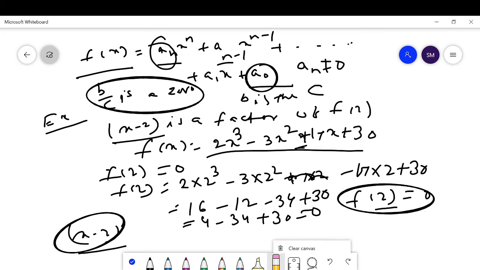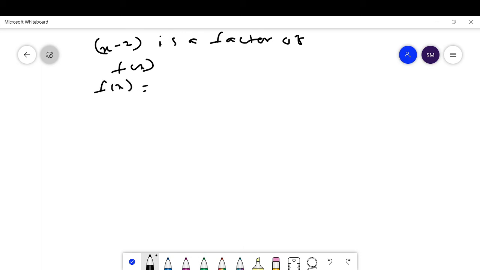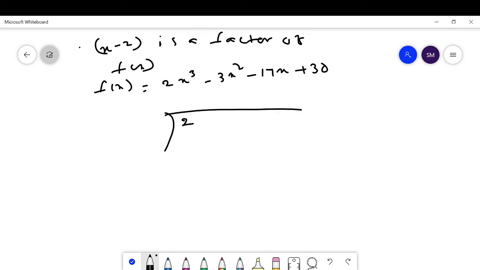Let us find out. x minus 2 is a factor of f(x). Here f(x) is equal to 2x cube minus 3x square minus 17x plus 30. Then we have to factorize f(x). At first divide f(x) by x minus 2 by the process of long division.